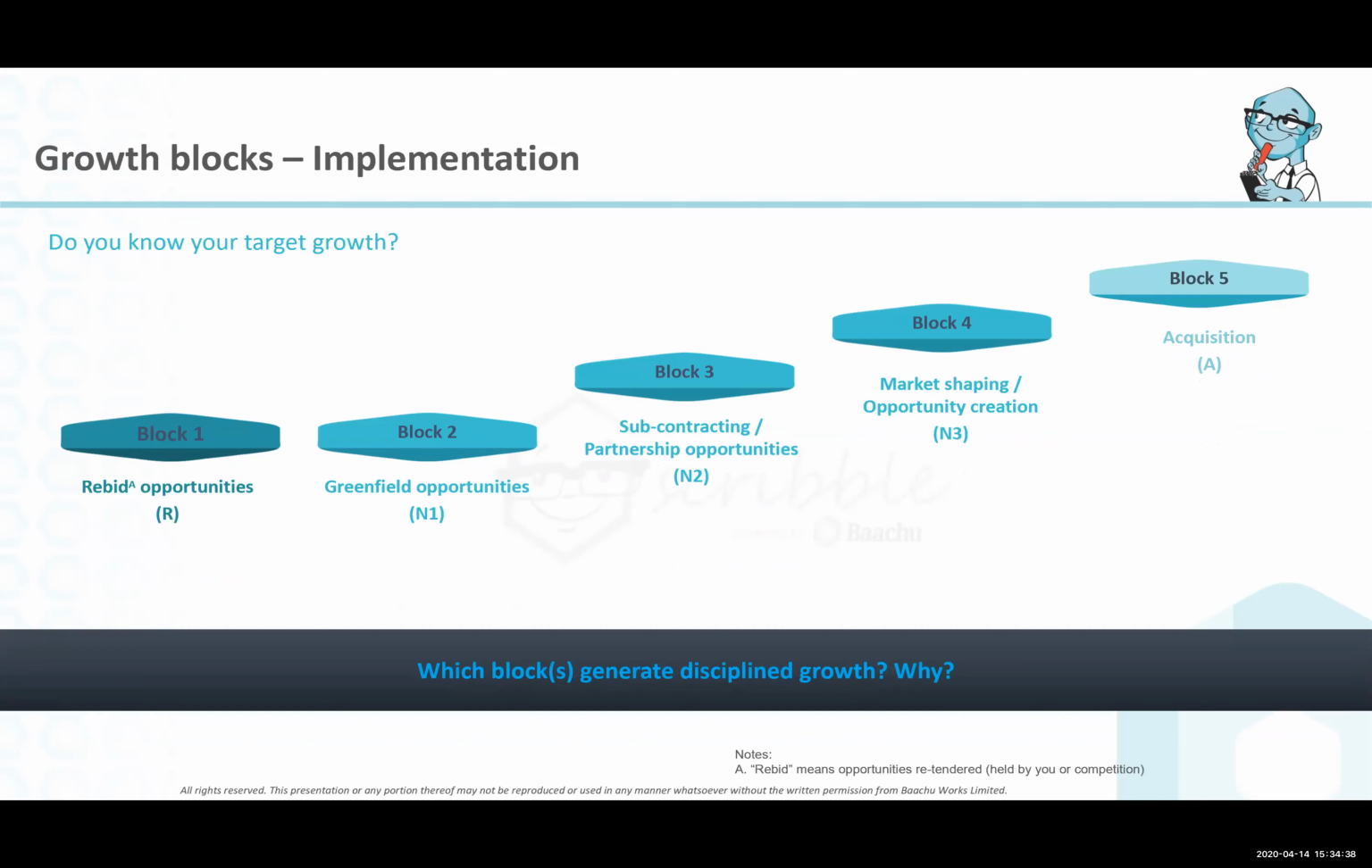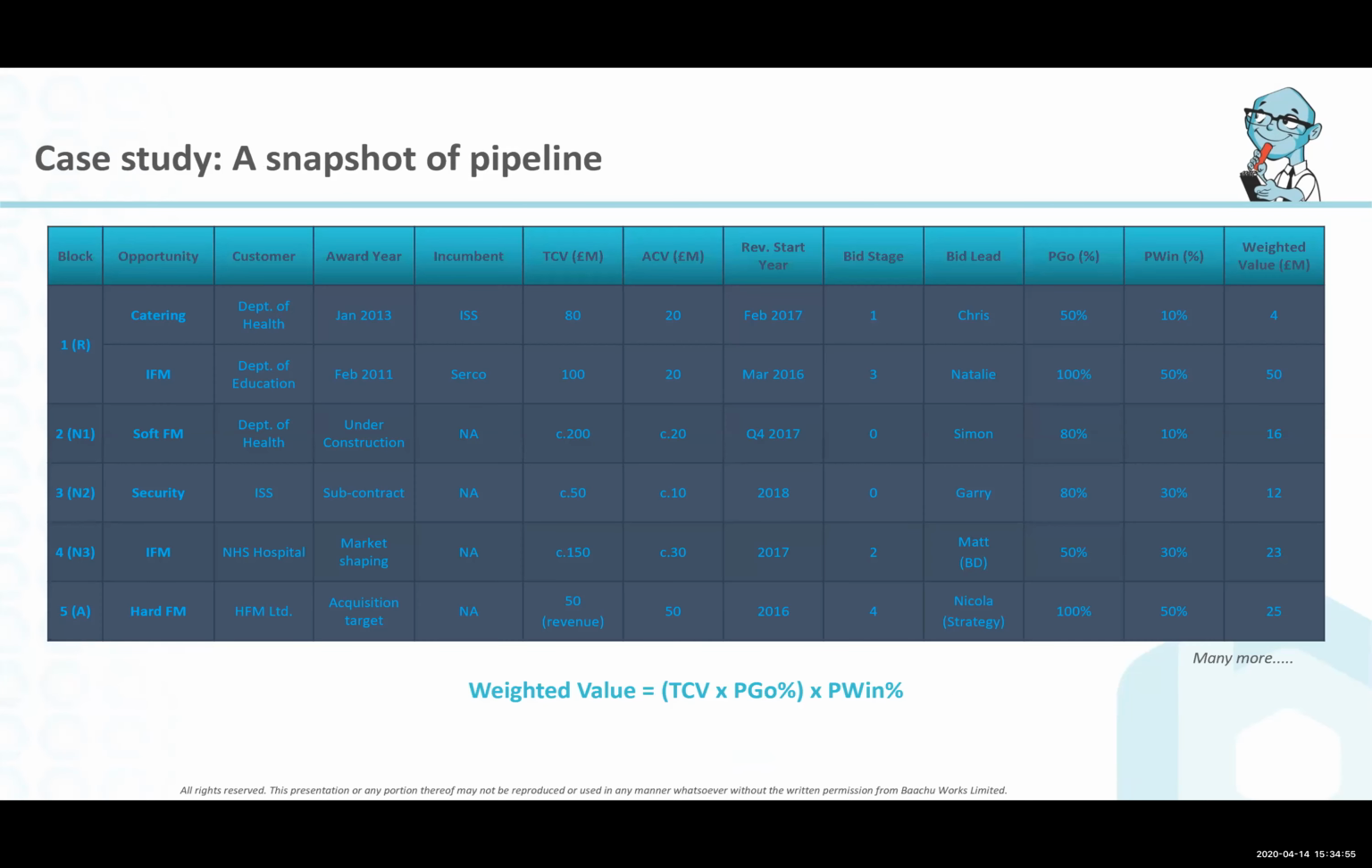These are some of the questions which we'll touch when we do the pipeline workshop. The question here is, in which block does the discipline generate growth and why? I might ask you now, but I won't, because it's an introductory workshop. In the pipeline workshop, I will ask you. Keep the question in mind. I'll revisit. So this is a snapshot of a pipeline, the template that will be shared with you as part of the workshop. Okay, here we go.